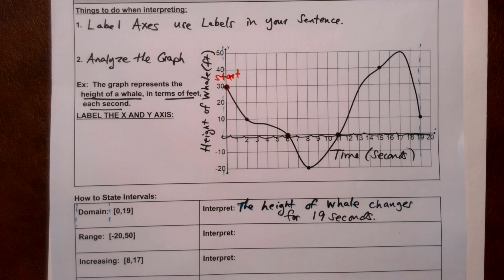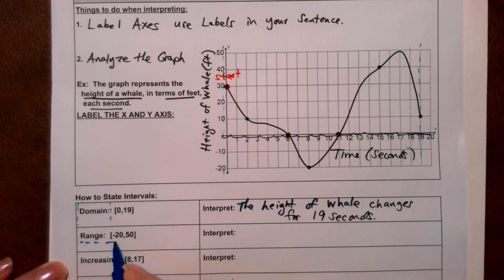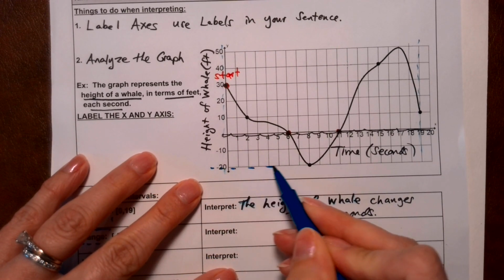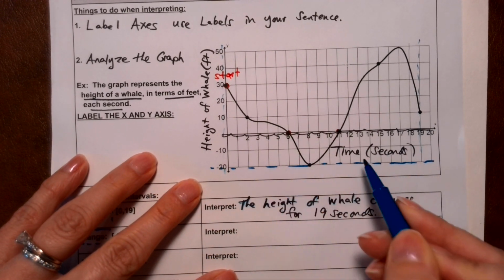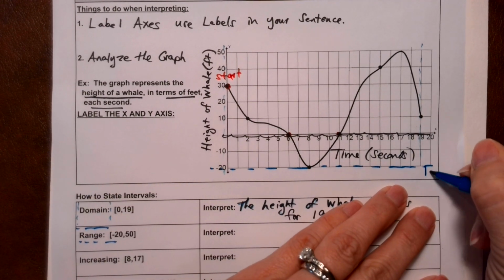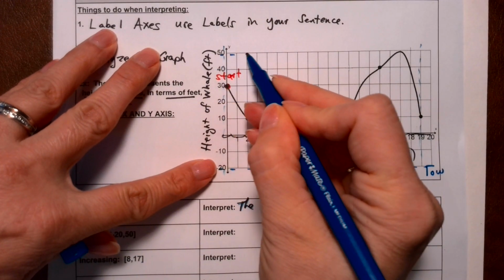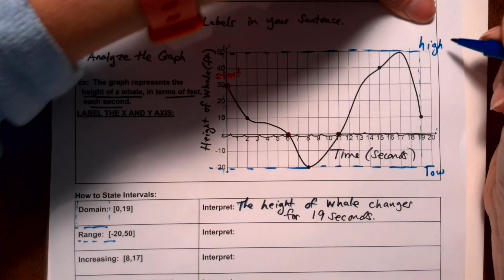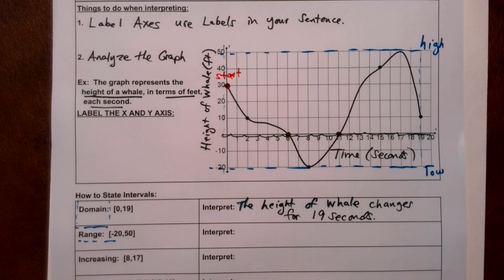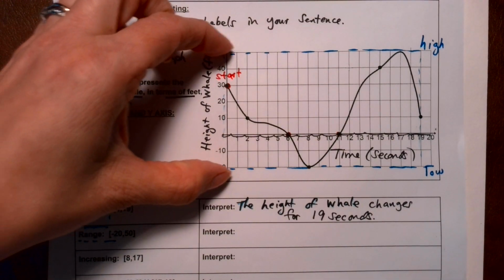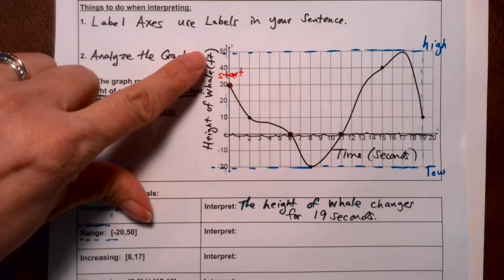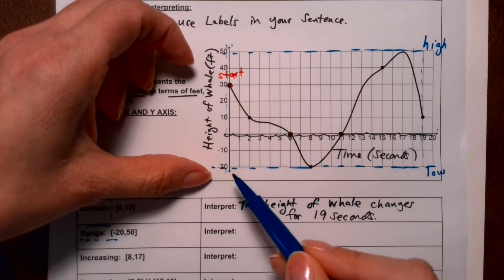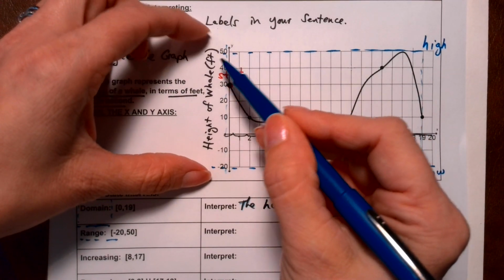The range goes from the low to the high. I like to mark this on the graph. So this is the lowest. Okay, this is the lowest that the whale was ever at. This is the low, and then this is the high. Okay, so we have -20 all the way up to 50. Okay, and what is this? This is feet. So something goes -20 all the way up to 50 feet.